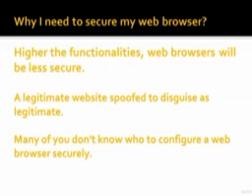The higher the functionalities, the less secure the web browser would be. Discovery of new bugs happens after software is installed, configured and compiled. You tend to click on links without considering the risk element. An illegitimate website is spoofed to disguise as legitimate. The third-party software may or may not release the security updates. Many of you don't know how to configure a web browser securely.